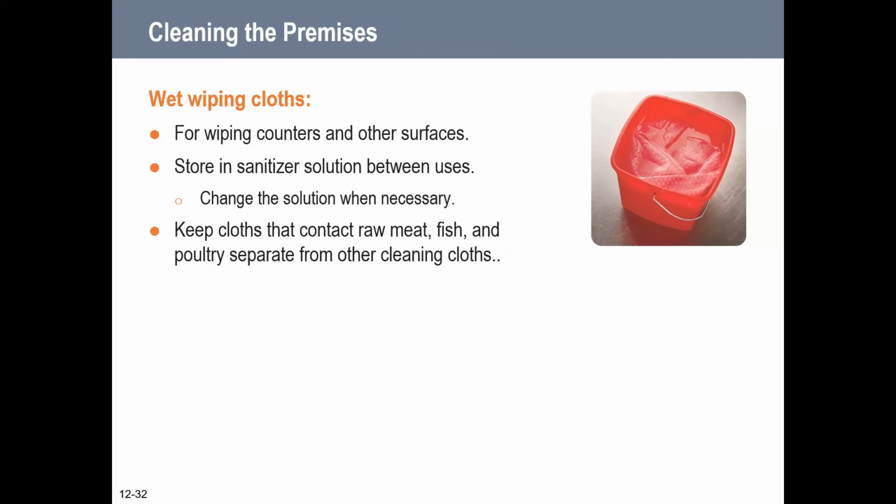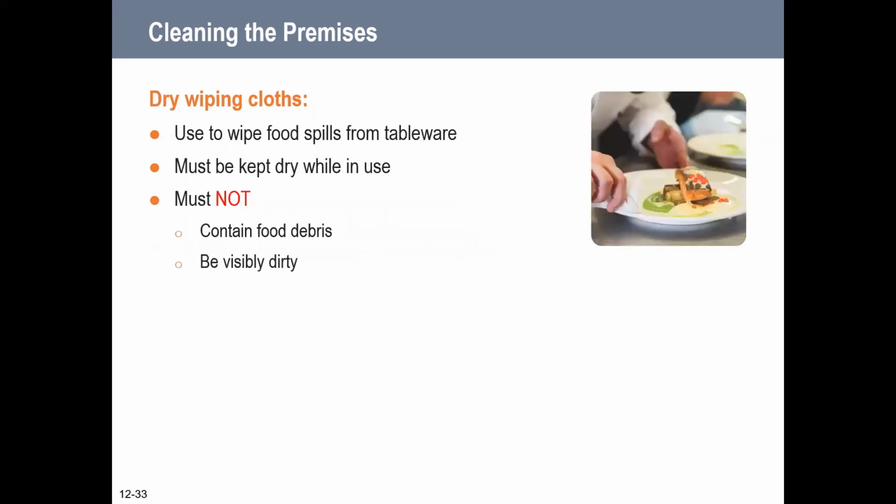Making sure we keep cloths that come in contact with raw meat, fish, and poultry separate from other cleaning cloths, right? Keep those separated out from the ones that we'd be using for wiping down any other non-raw meat products. So dry wiping cloths are used to wipe up food spills from tableware.